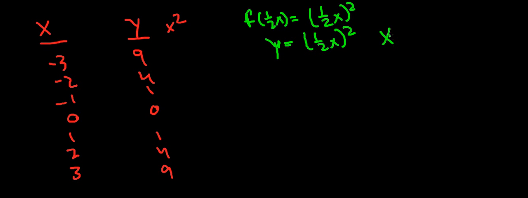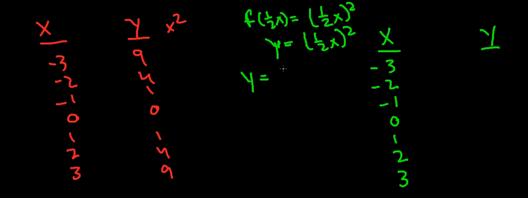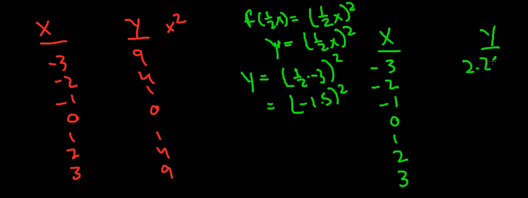But now I don't have that much room. But anyways, let's do x, y, -3, -2, -1, 0, 1, 2, 3. So in this equation, we put in -3. That's 1/2 times -3 squared, so that's equal to -1/2 squared, which is 2 1/4, I believe. Is it? Yeah, 2.25. So this is equal to 2.25.